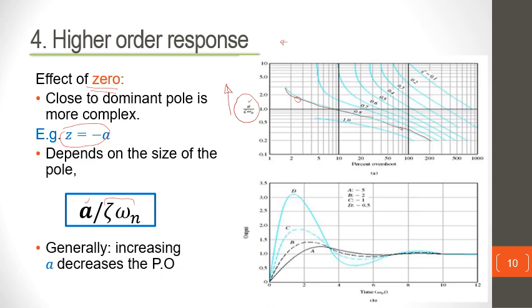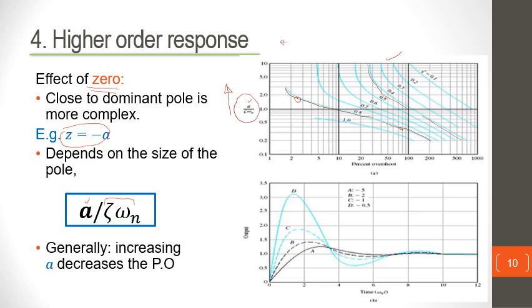So as your pole goes further and further away, the peak overshoot will become less and less. However, the way it changes is not very straightforward. Which is why you have a graph such as this one to illustrate them.